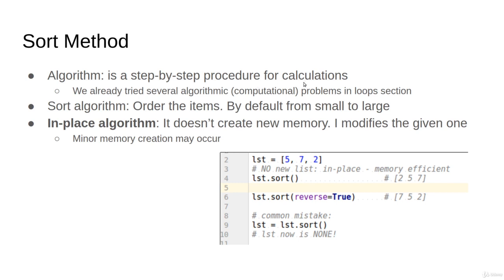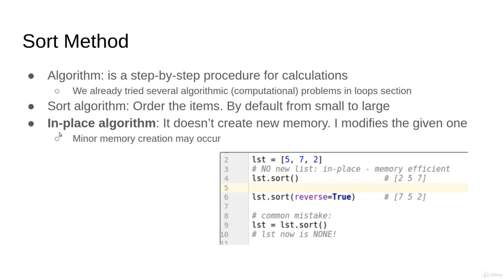Already during the loop section, we were exposed to a lot of problems that involved several iterations. We call these problems computational problems. They involve a lot of steps, and this kind of problem can be very inefficient, affecting your application. Here is why the algorithms field comes in, to try to find an efficient solution. One such algorithm is what we call a sort algorithm. Sorting algorithms just order the items in your list, by default from small to large.